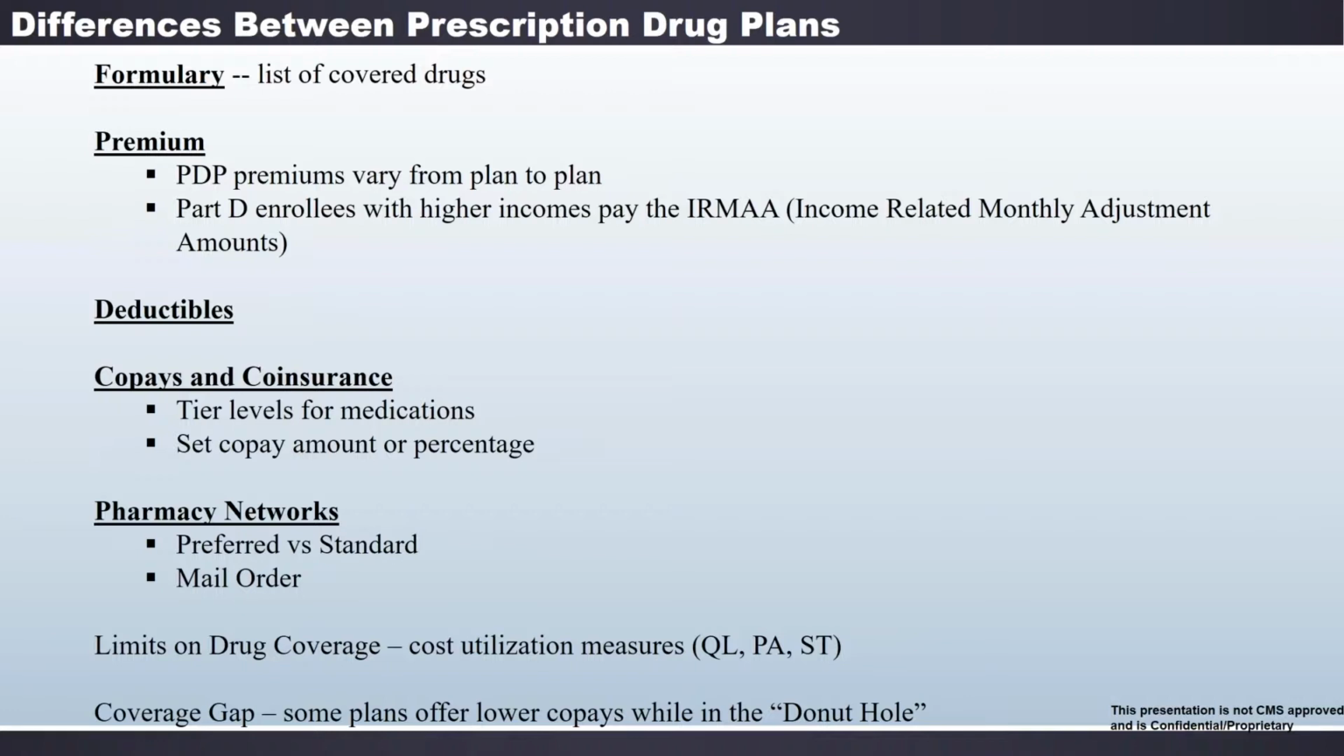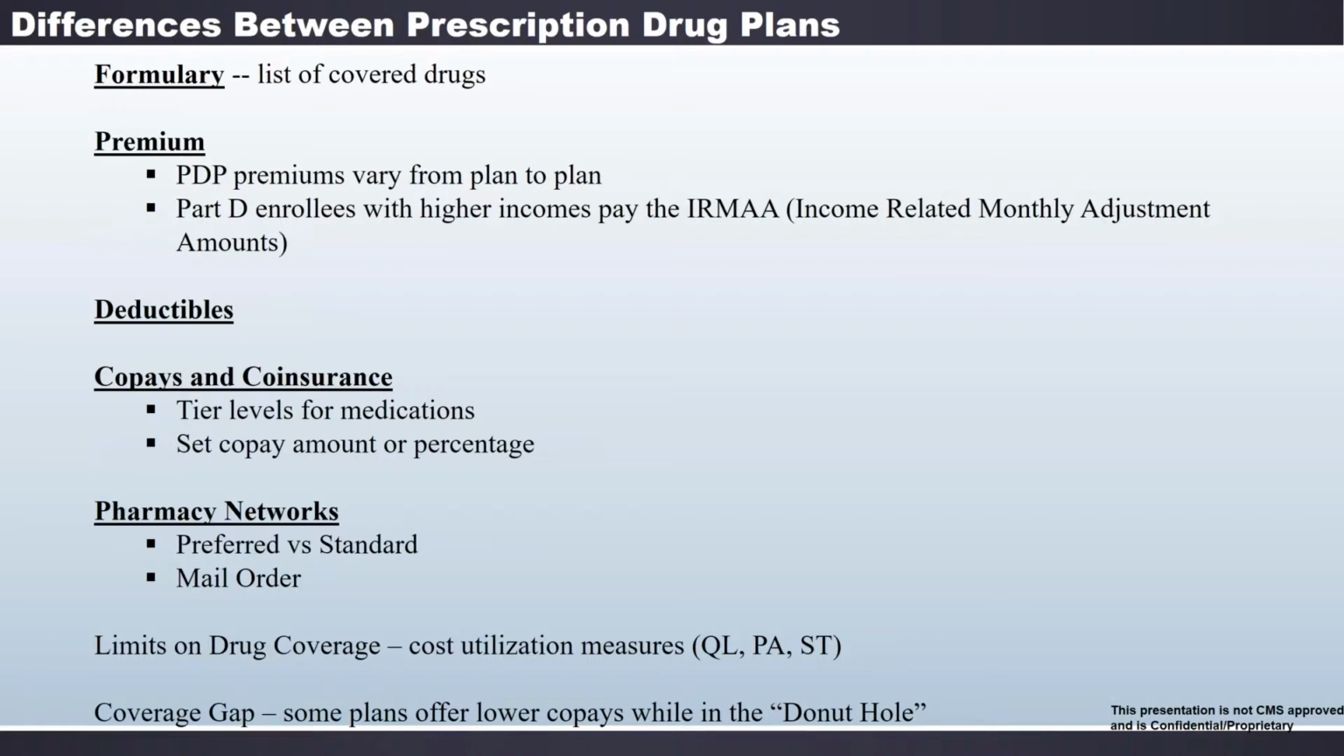A deductible, just like under 65, is the amount that you have to pay as a beneficiary before the insurance company starts to pay. And then co-pays and co-insurance. Always think of co-pays as a dollar amount and co-insurance as a percentage.